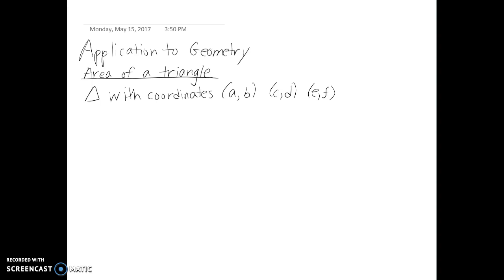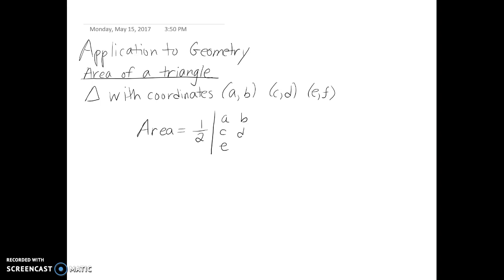So remember, area is half base times height normally. With coordinate geometry, we can put these into a matrix. So we're going to do 1/2, just like the 1/2 base times height, times the determinant. And then we're going to list out the points to start with: A, B, C, D, E, F.